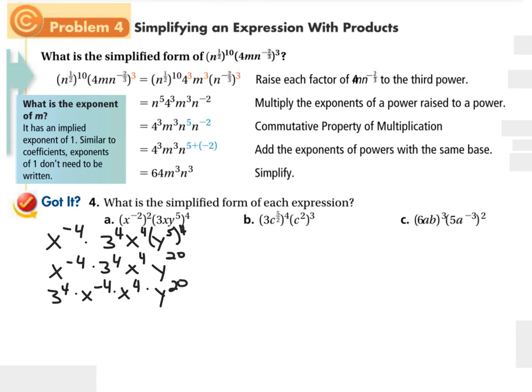Now, this becomes 1. This 3 to the 4th power becomes 81. And then y to the 20th. That becomes our answer. Okay?